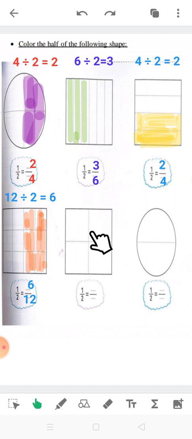Okay, look here. How many parts in all? We have 4, so I put it in the denominator. This is 4. What is the half of 4? Excellent. 4 divided by 2 is 2. So I will color 2 equal parts. 1 and 2.